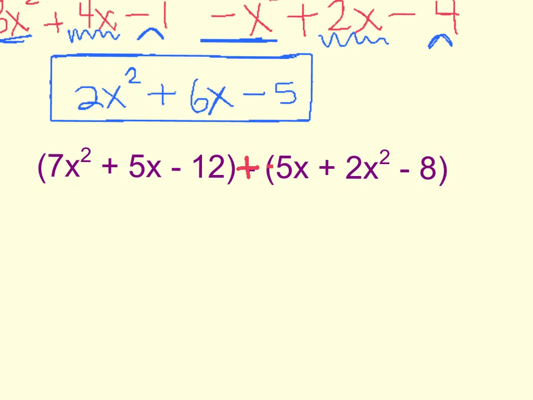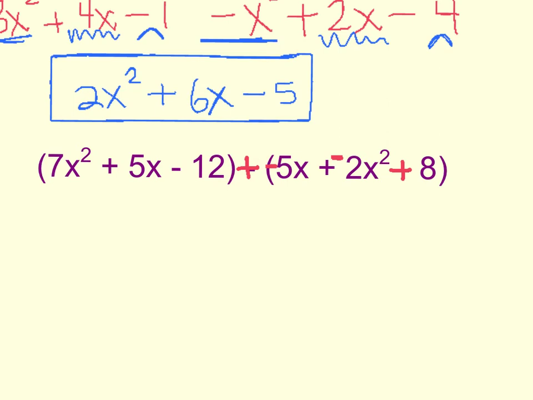So this is going to become a negative 5x. This will become a negative 2x squared. And this negative 8 will become a positive 8. And now that I made it a plus, really what we're doing is we changed it to an addition problem. Now we're just adding two polynomials, combining our like terms.